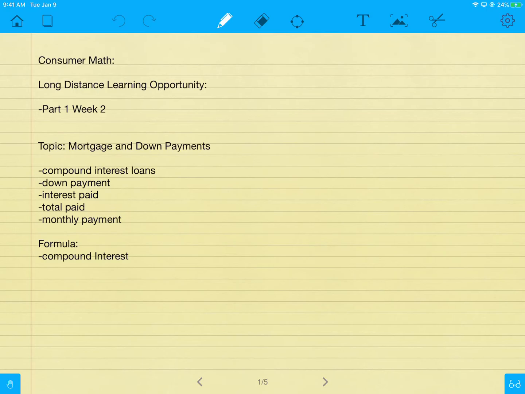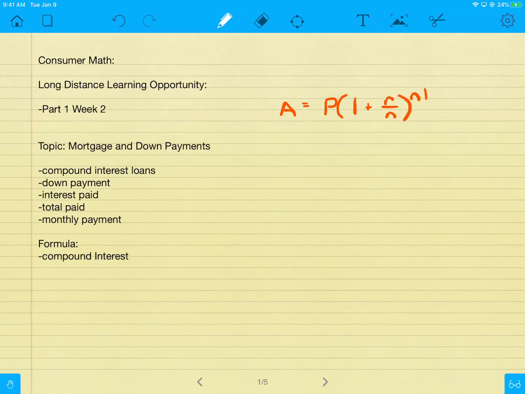Now, mortgages are based on compound interest. So again, we're just reviewing stuff we've already previously learned. But mortgages are based on a compound interest formula. I'm going to put that formula on the little marker board in front of you. So here's what we have.